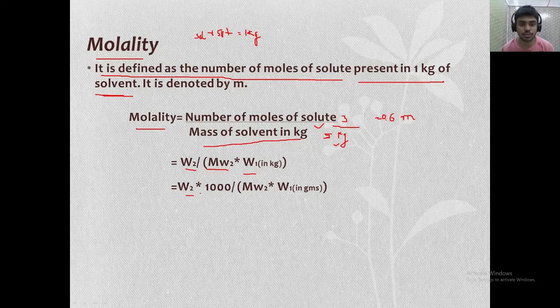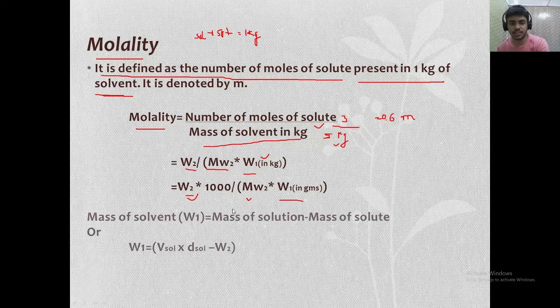So W2, and I am making this in gram because all the molecular weight and all things we calculate in grams. So W2 into 1000 by molecular weight of the solute, that will give the number of moles, into W1, that is weight of the solvent in grams, because we generally deal in gram only, okay. So that's a very simple thing.